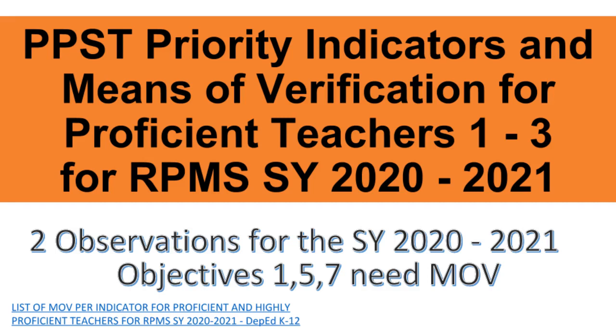Classroom observable objectives for proficient teachers. The performance indicators of these objectives are identified quality except for Objective 6, which has quality and timelines. Objectives 1, 5, and 7 require means of verification (MOV) from a classroom observation. Only 2 observations are required for the entire school year.